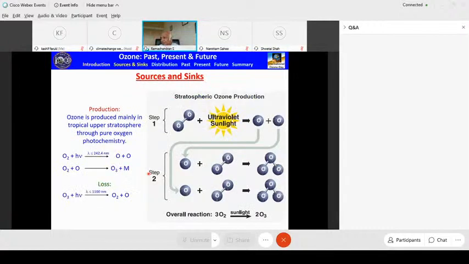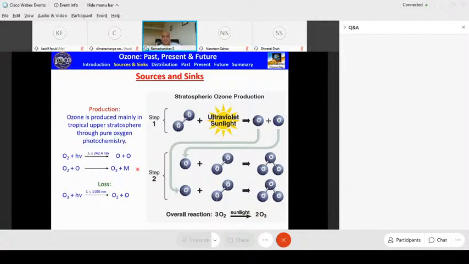What is the source of ozone in the atmosphere? Ozone is a naturally occurring gas that is produced mainly in the tropical upper stratosphere through pure oxygen photochemistry. First, the oxygen molecules get split up into two oxygen atoms, which then recombine to form ozone, with radiation of wavelength lower than 242 nanometers, which is in the ultraviolet.